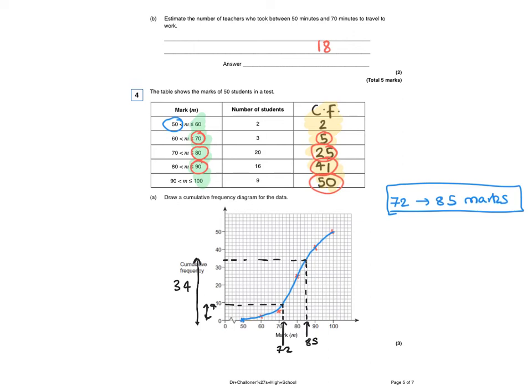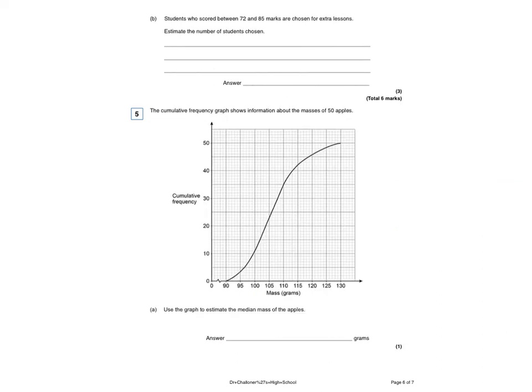So where are we looking? Well, we're looking for the people who scored between 72 and 85 marks. So that's these people here. So it's 34 take away 9. 34 people scored between 50 and 85 marks. 9 people scored between 50 and 72 marks. So the difference between those are the people who scored between 72 and 85 marks. So that comes to a value of 25. So my answer to part B is about 25.